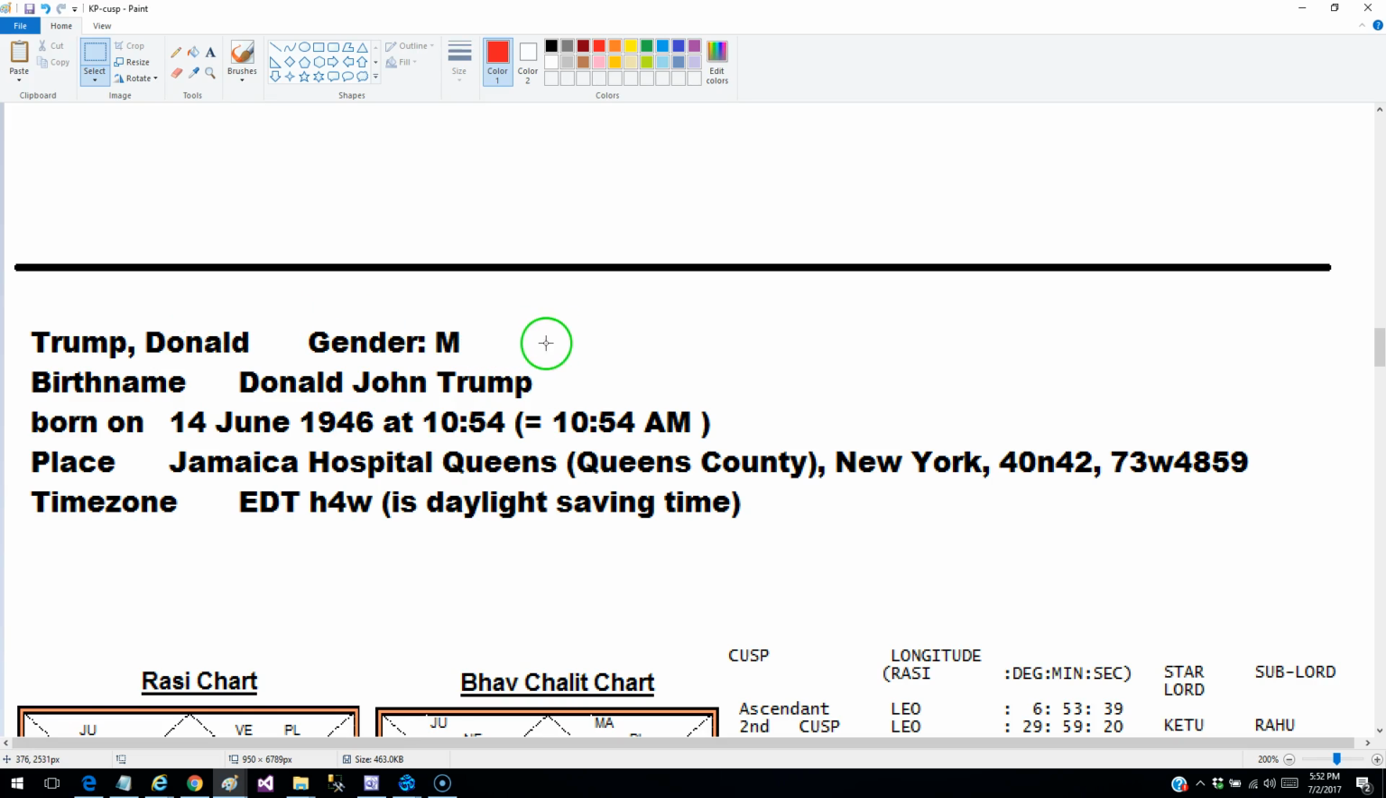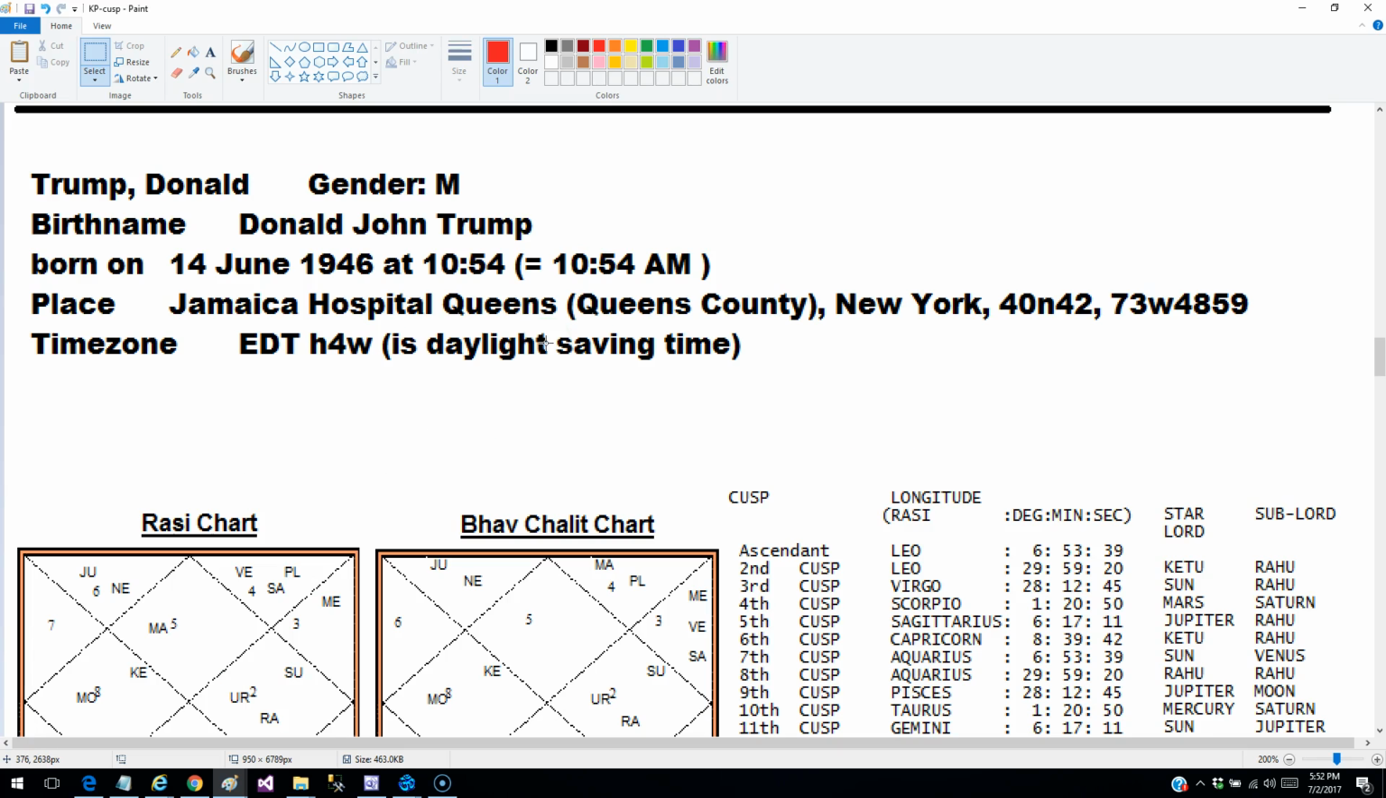So I've taken the example of Trump, who is the current president of US, and these are his birth particulars. If you are running these birth particulars in some software to generate his chart, make sure that this is a DST, daylight saving time. So that means that you have to subtract 1 hour. Most of the software will automatically take care of this, but if the software is not able to take care of this, then you have to subtract 1 hour and make the time 9:54. This is DT, or the daylight saving time.